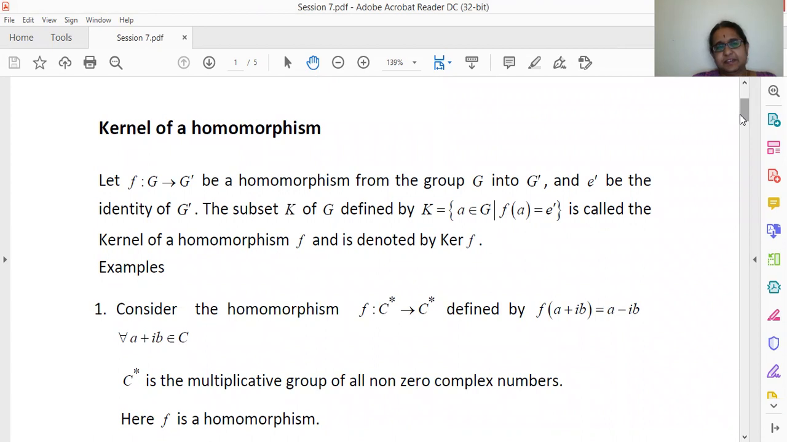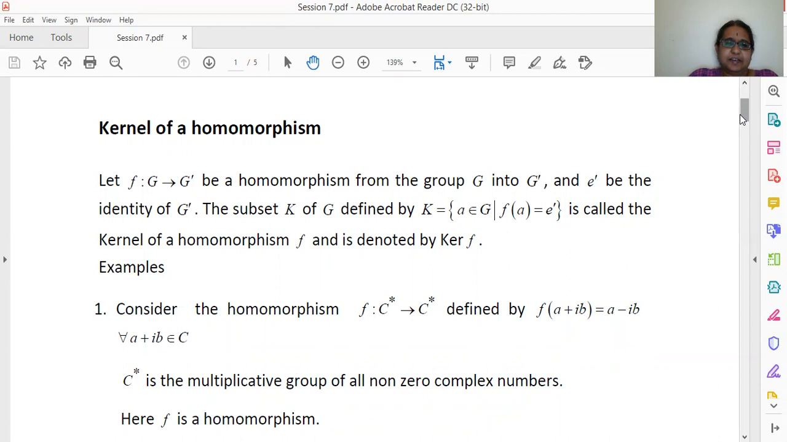Some examples. Consider the homomorphism f from C star to C star defined by f of a plus ib is equal to a minus ib for all a plus ib belonging to C. Here C star is the multiplicative group of all non-zero complex numbers. f of a plus ib is equal to a minus ib means a minus ib is the conjugate of a plus ib. So this is how the mapping is defined.